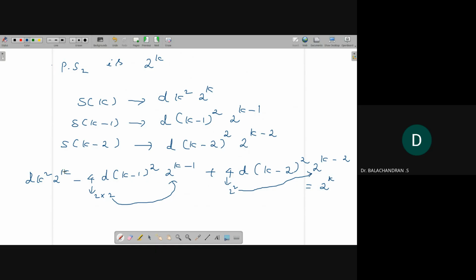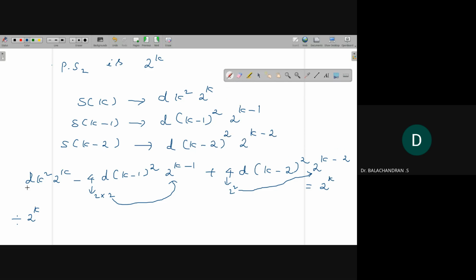So everywhere I have 2 power k. Here 2 power k. Here also combine this 2 with this one, 2 power k. This is 2 square. So 2 power k, 2 power k. That's why I am dividing throughout by 2 power k. So what you will get? Dk square.